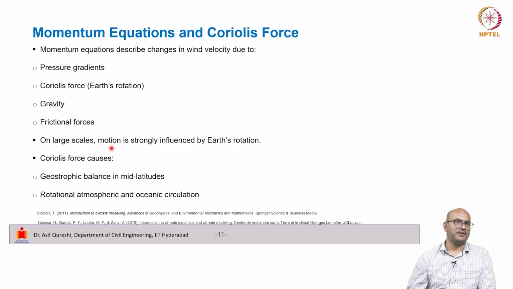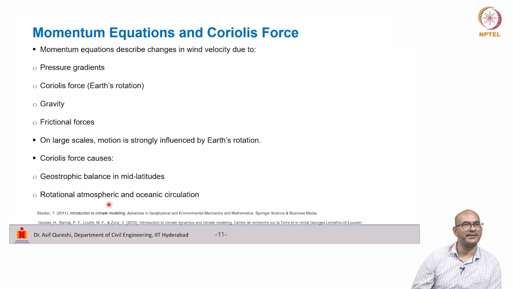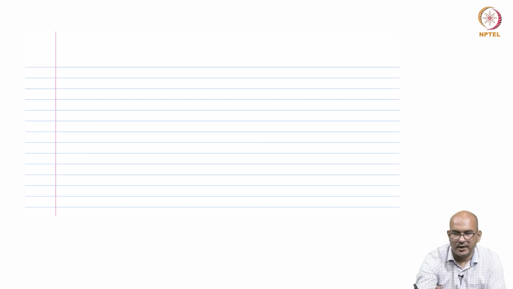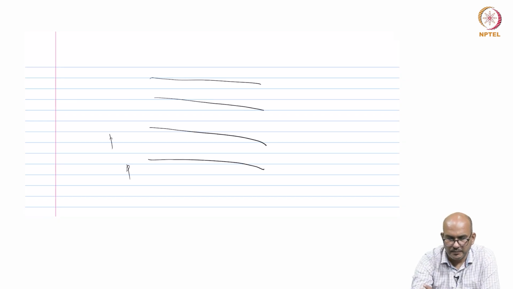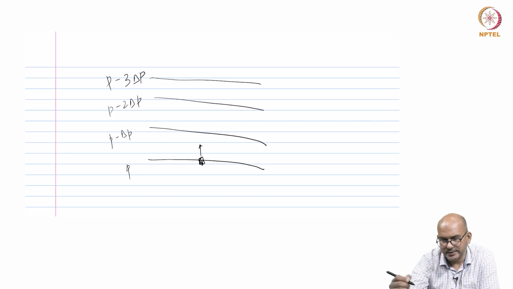On large scales, the motion of wind is strongly influenced by the Earth's rotation. So, the Coriolis force then causes the geostrophic balance in the mid latitudes, and this causes the atmospheric and oceanic circulation. So, for example, if we have different pressure systems in the horizontal, P, P minus delta P, P minus 2 delta P, P minus 3 delta P, a wind parcel moves from high pressure to low pressure system.